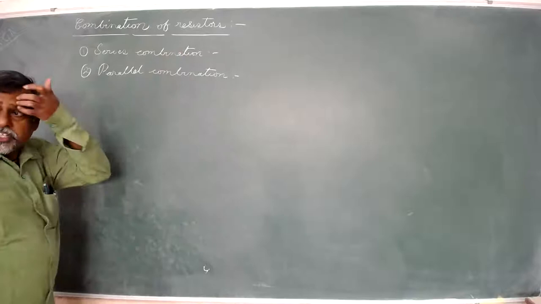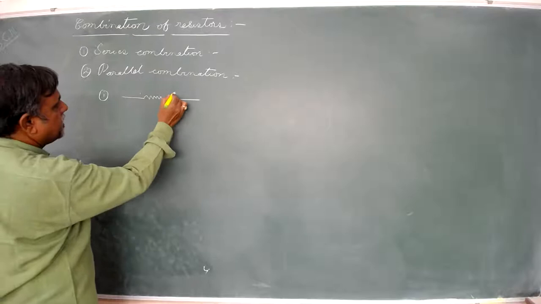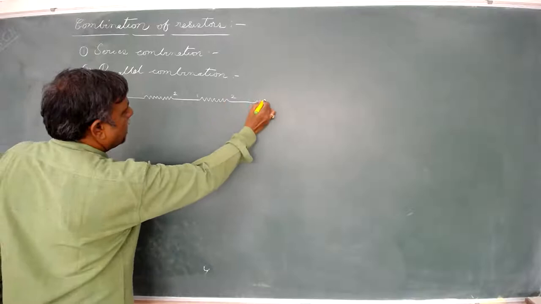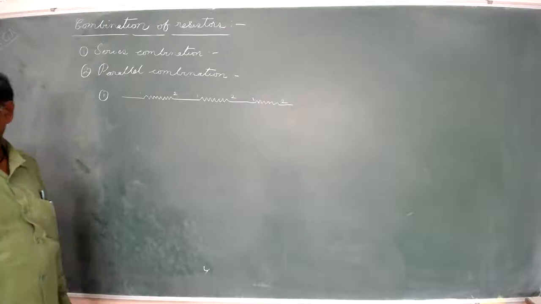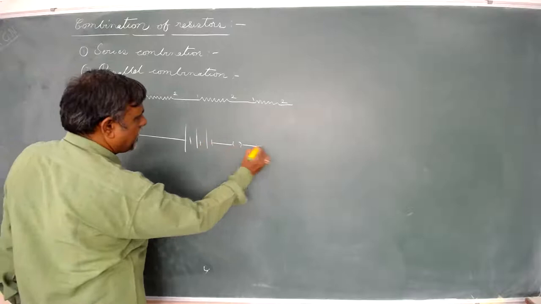In the series combination, what do we notice? See, one resistor is taken like this. This is the resistor, so this is the first terminal, second terminal. And then this is the first terminal and second terminal, and this is the first terminal and second terminal. Whenever you give an end-on-end connection like this, this type of combination becomes a series combination. There will be a battery over here, and this is the plug key. The moment you plug in the key, what happens?